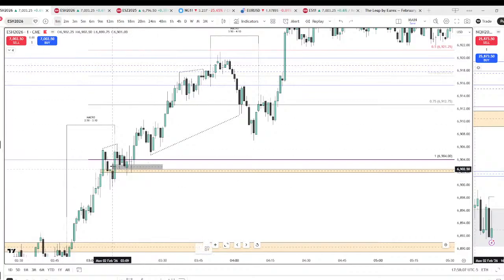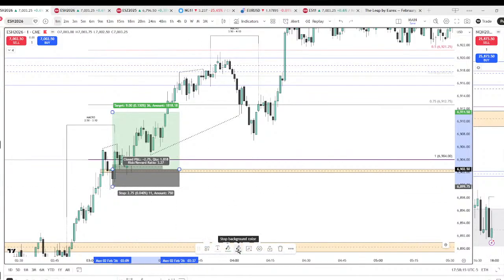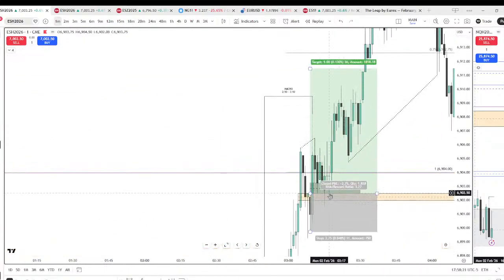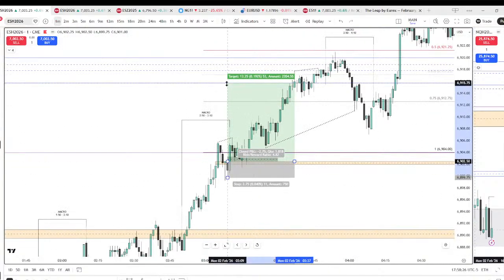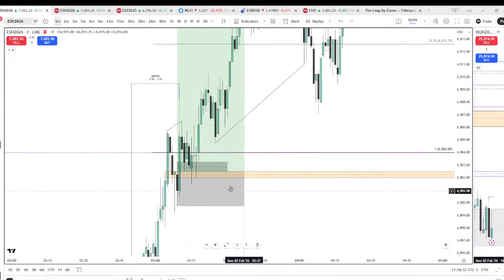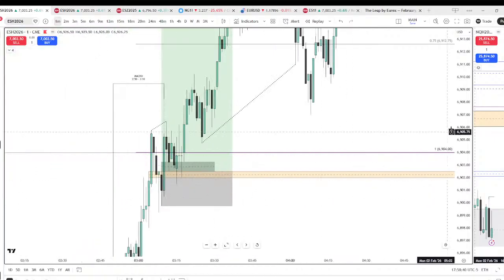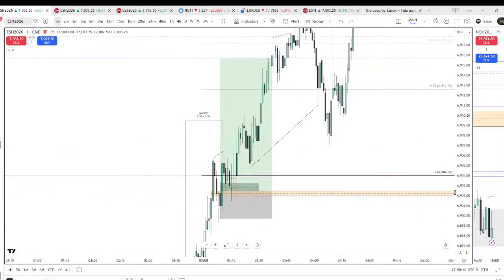So our entry would be right on the high of this first presentation, targeting the new day opening gap. Very low risk trade, 4.82 RR. Sort of how you would manage this.